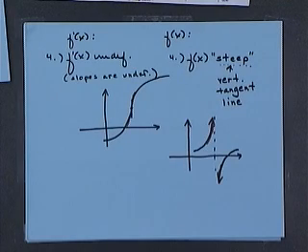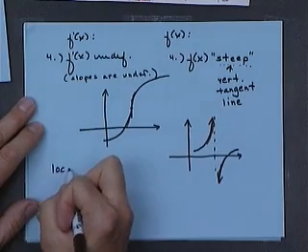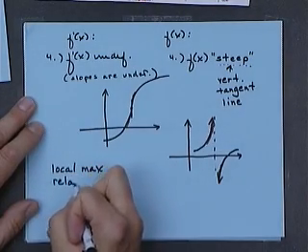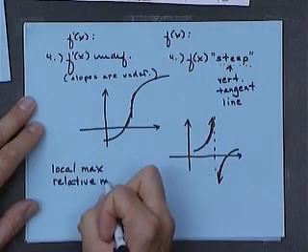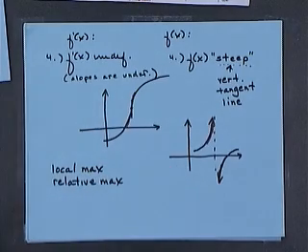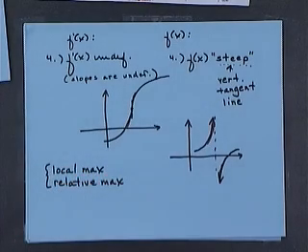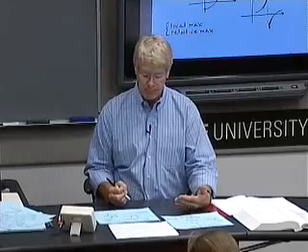Okay, we have addressed local max, relative max. Let me put those terms down. I'll probably use the term relative max more than local max, but both are used in the book. These basically are for that general vicinity, for that locality. It's the highest point in that region.